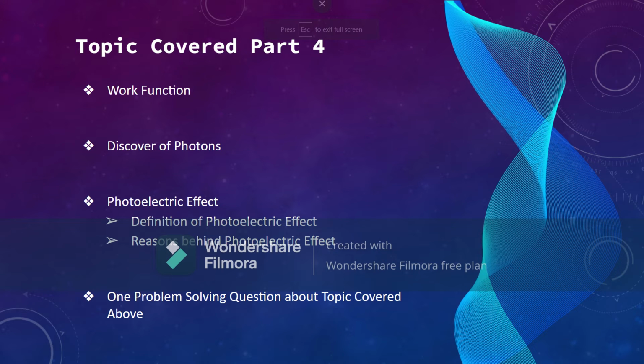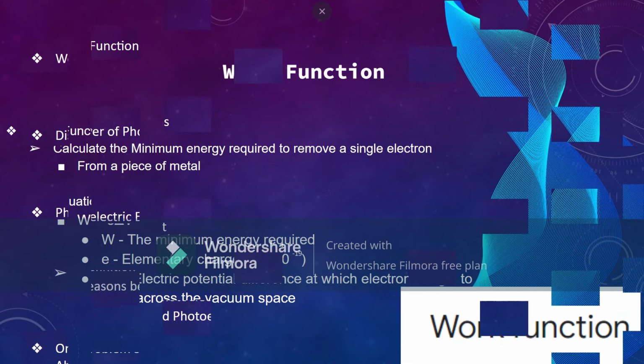Topics covered in part 4. Here we discuss the work function, the discovery of photons, and the photoelectric effect that was mentioned earlier. We'll be talking about the definition of it and the reason behind it. And we will end with one problem-solving question about the topics covered above.